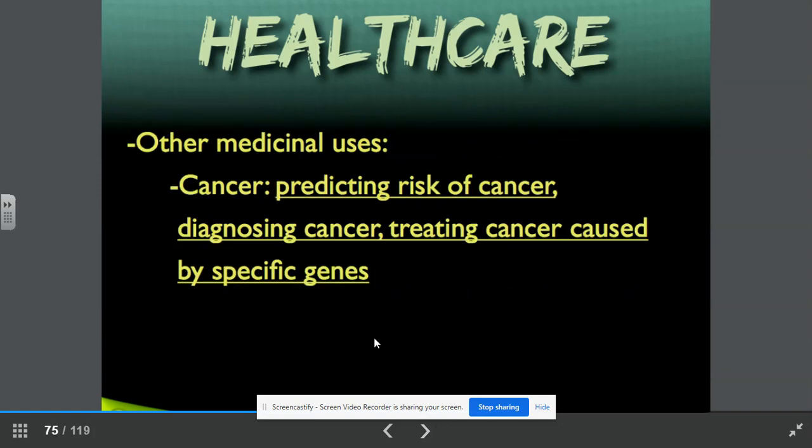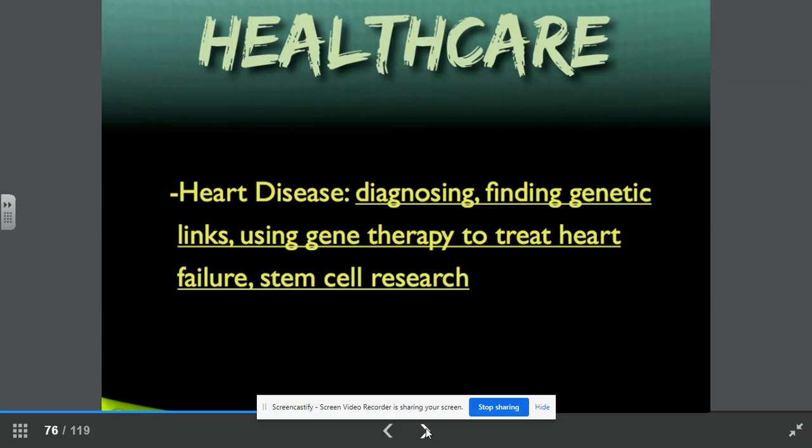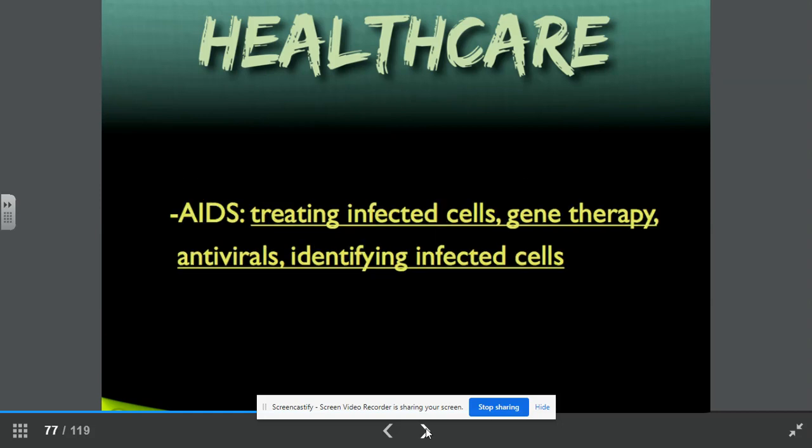Other medical uses. Cancer. Being able to predict the risk of cancer in an individual, diagnosing cancer, and treating cancer caused by specific genes. Heart disease: diagnosing, finding genetic links, and using gene therapy to treat heart failure, and stem cell research. AIDS: treating infected cells, using gene therapy, antivirals, and identifying infected cells.